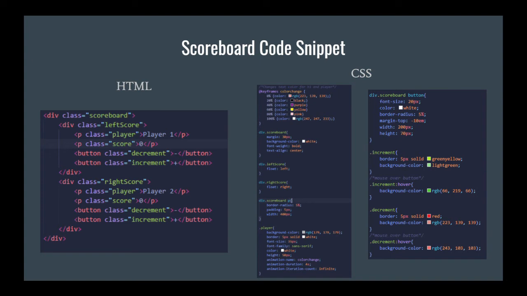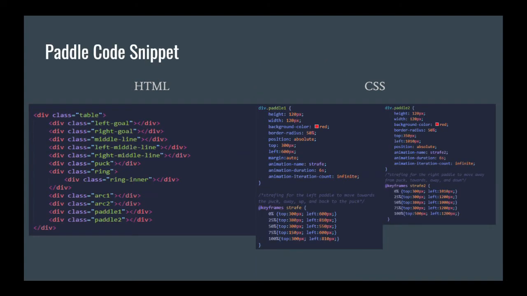And we'll show, for the paddles here, we use the keyframe strafe. For paddle 1, which is the left paddle, it moves towards the puck, away, up the table, and then moves back to the puck. And for paddle 2, we also use another keyframe. This one's called strafe 2. It moves the paddle away from the puck, towards the puck, away, and then downwards to try to block the puck.